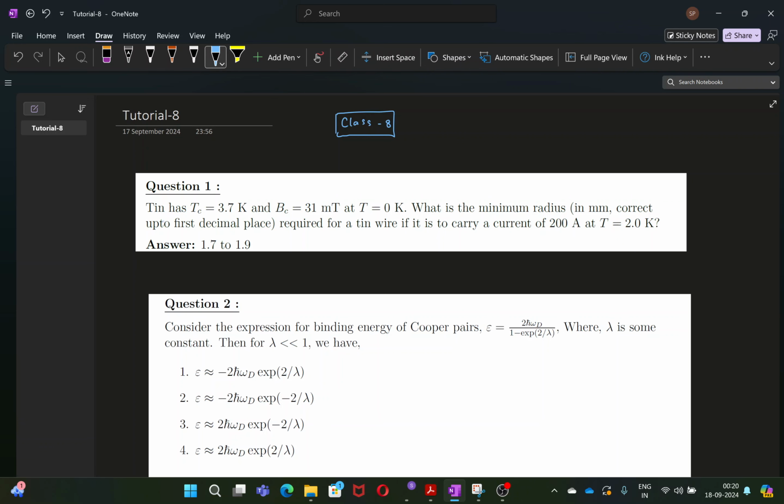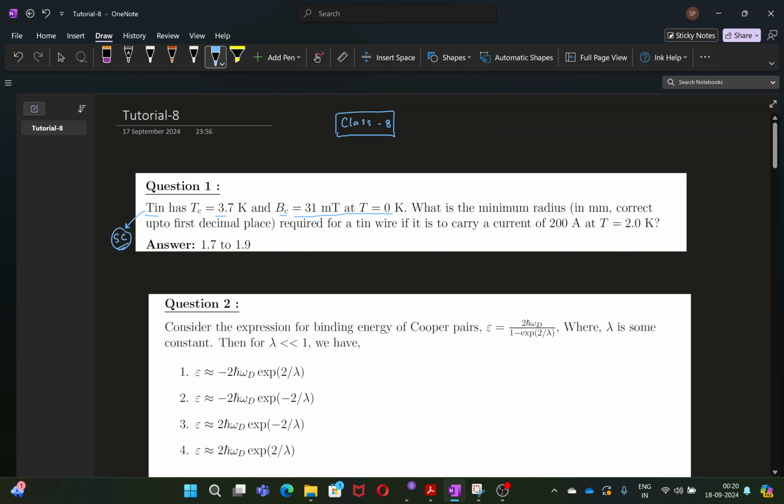So basically tin is a superconducting material. SC is an abbreviation of superconductor. So it has a Tc that is mentioned to be 3.7 Kelvin, and it also has a critical field or critical magnetic flux density value which is mentioned to be 31 millitesla. Okay, and this Bc value is at particular T equal to 0 Kelvin.